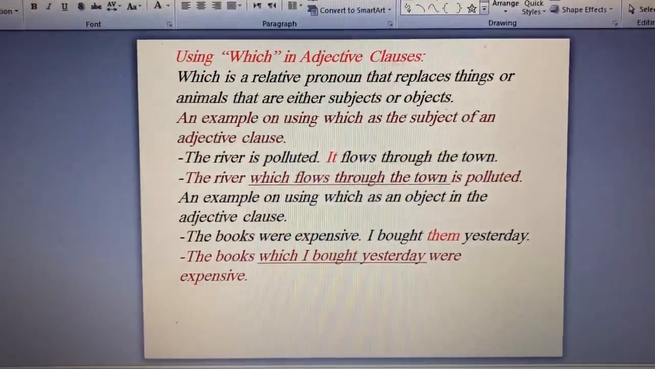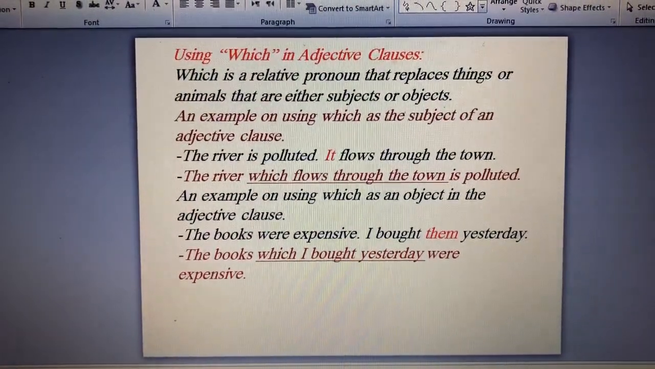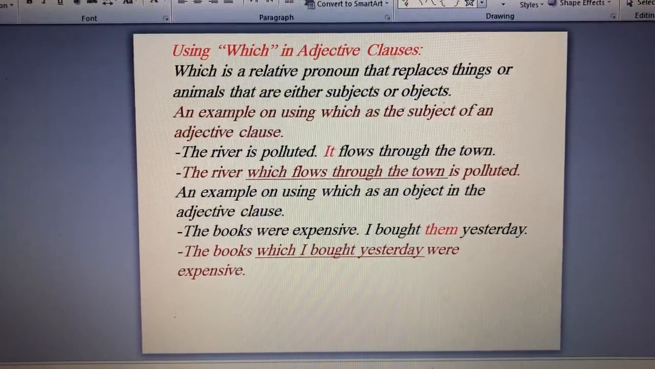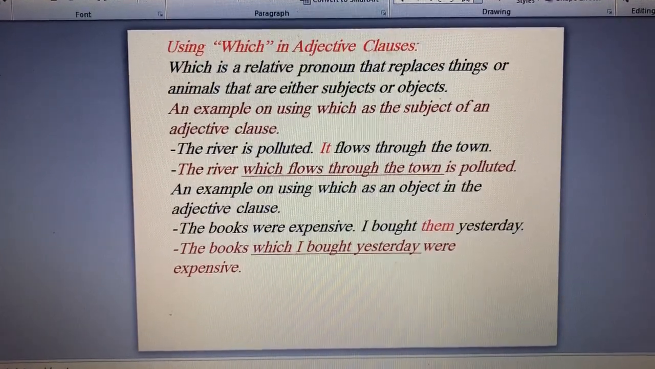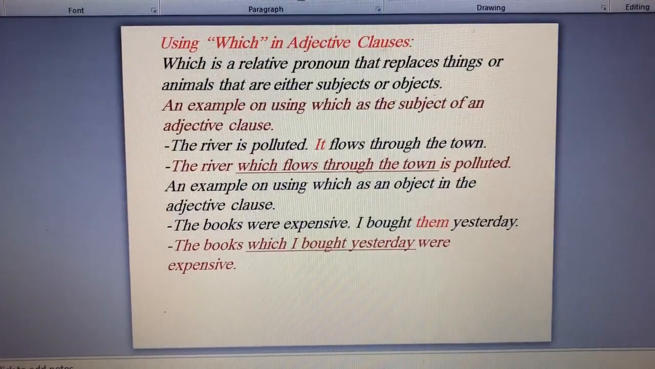I want to tell you something important. Which here is the subject of the adjective clause since it's followed immediately by a verb. So when we have a verb after which, then it's a subject of the adjective clause.